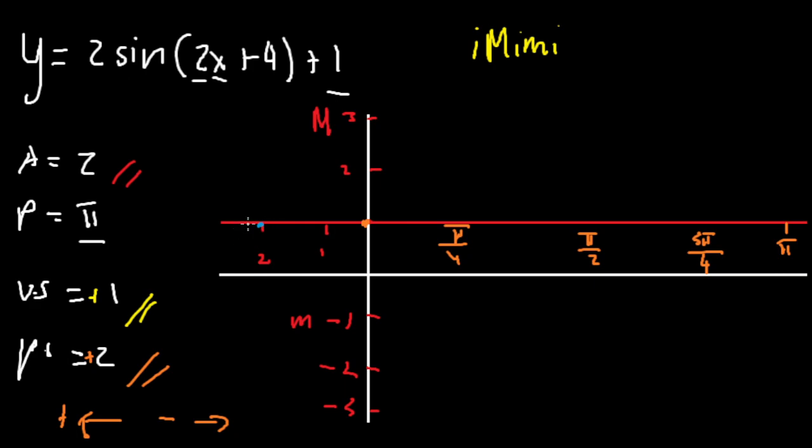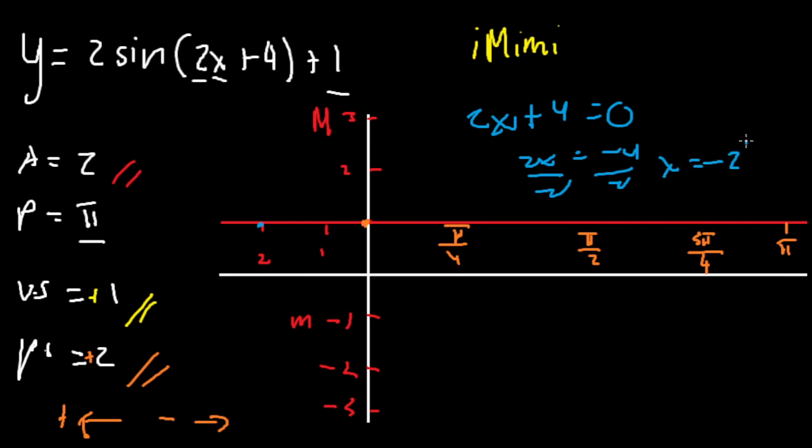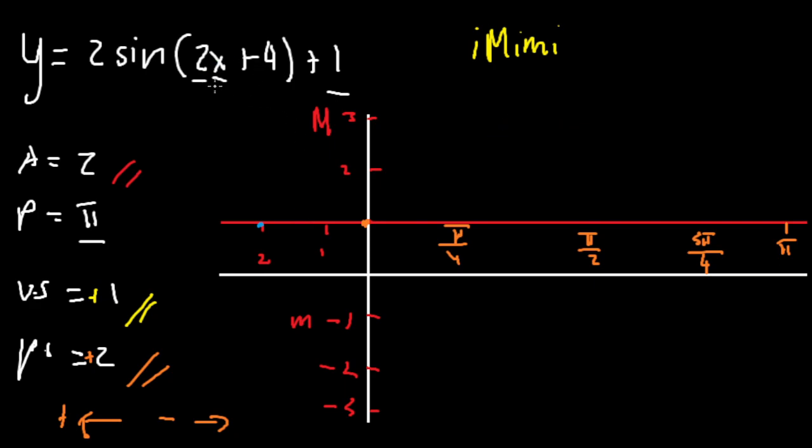Pero mas madali na lang, pwede nyo yung i-set yung nasa loob ng parenthesis, equate nyo sa 0. So, it's gonna be 2x plus 4 is equal to 0. So, transpose, 2x is equal to negative 4, over 2 over 2. Now, ang x natin is equal to negative 2. So, we will start at negative 2. Pero, mas madali na kung i-divide na lang natin. 4 divided by 2 is 2. Since it's positive 2, we need to go 2 units to the left from origin.